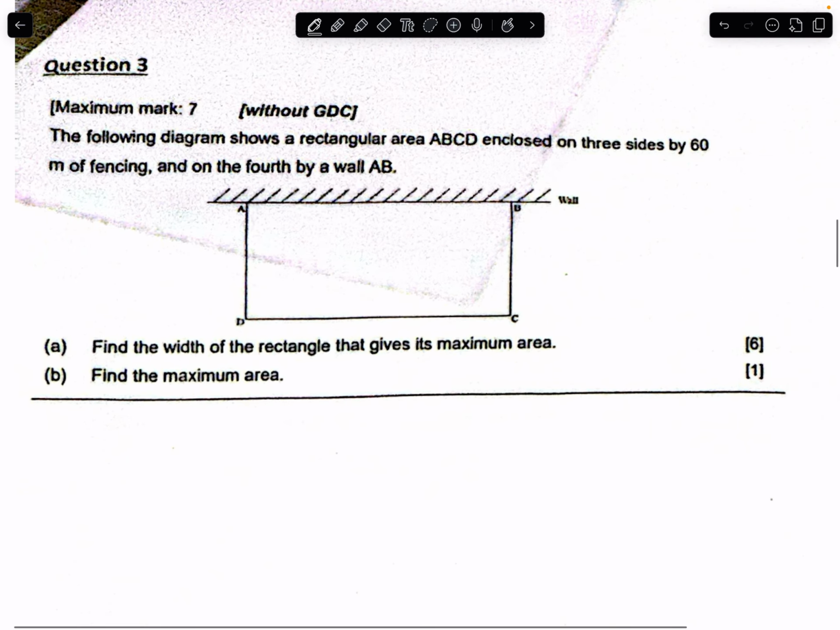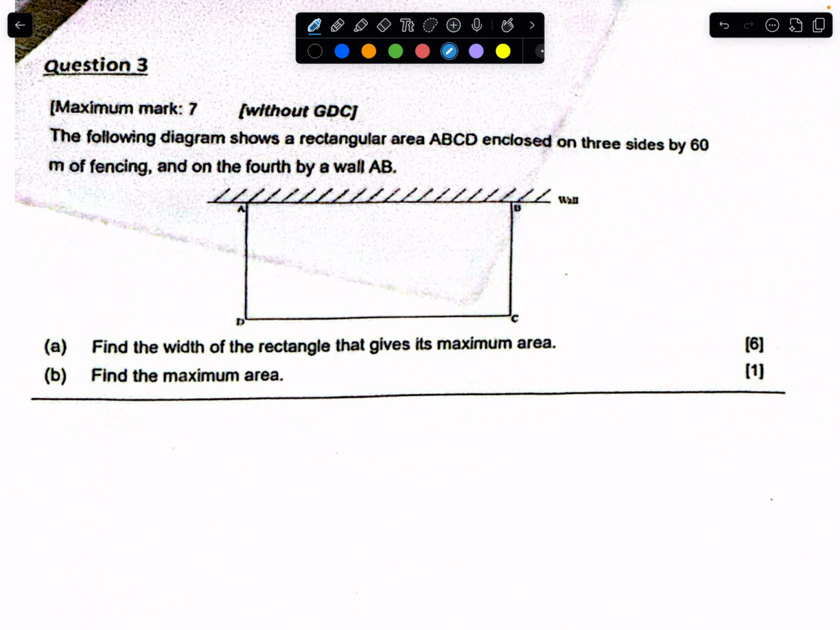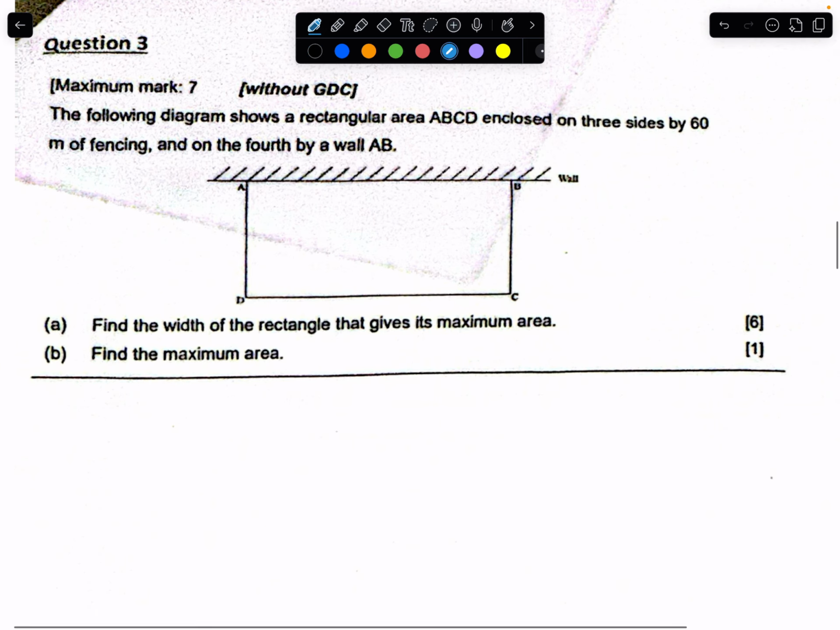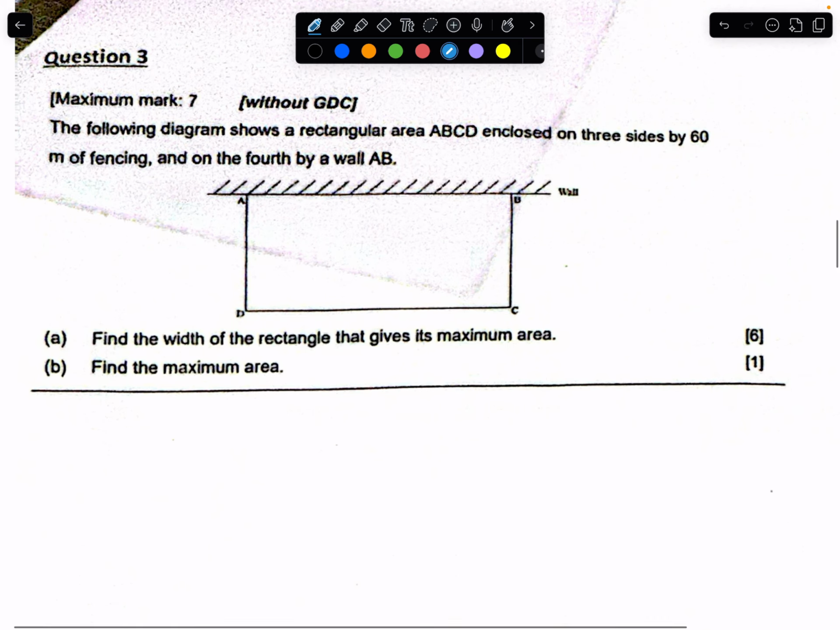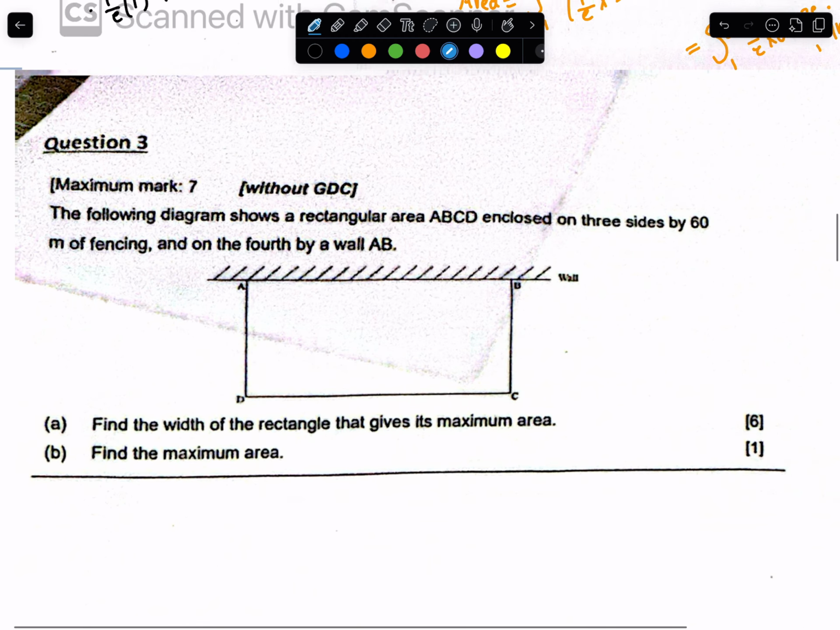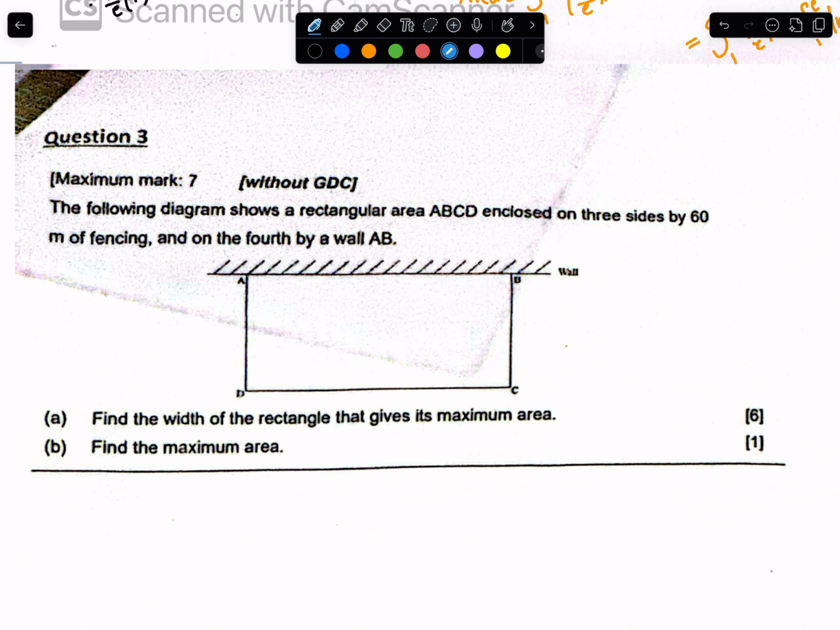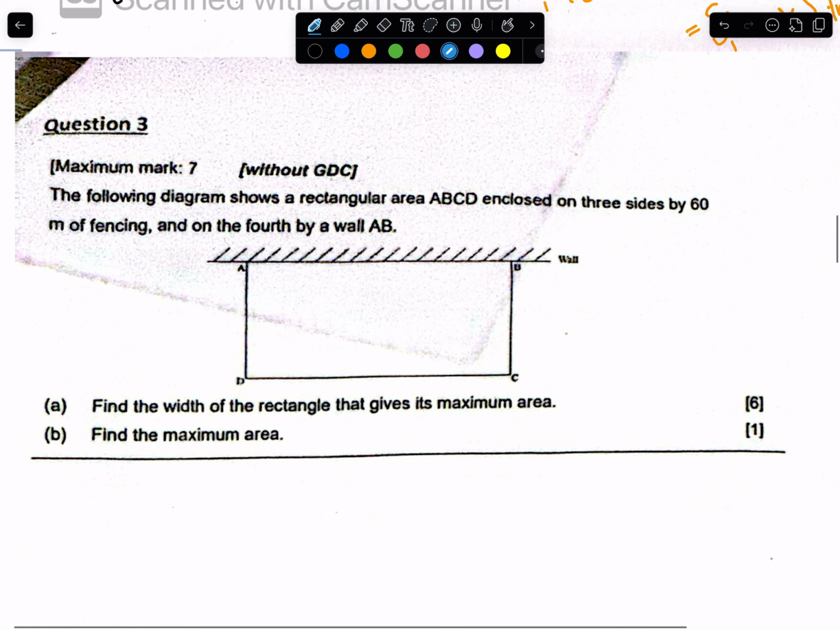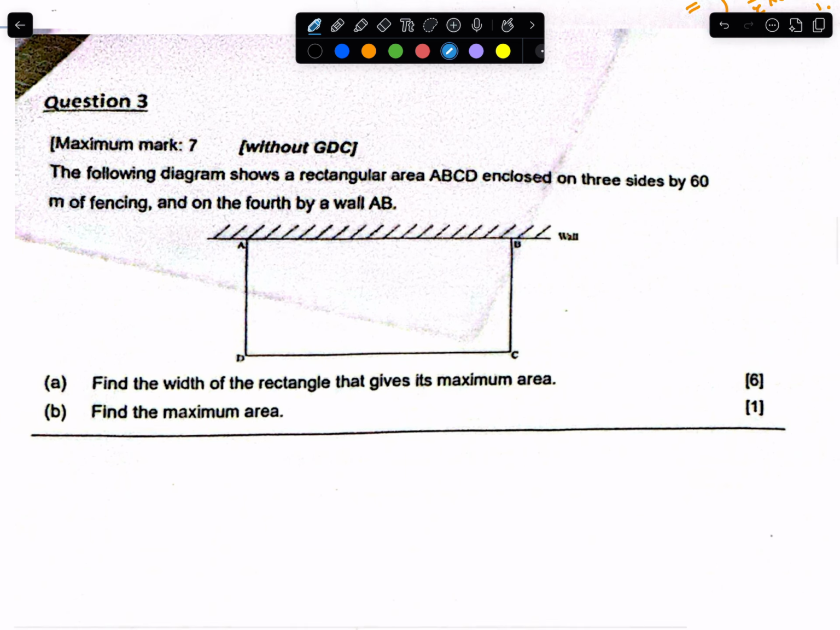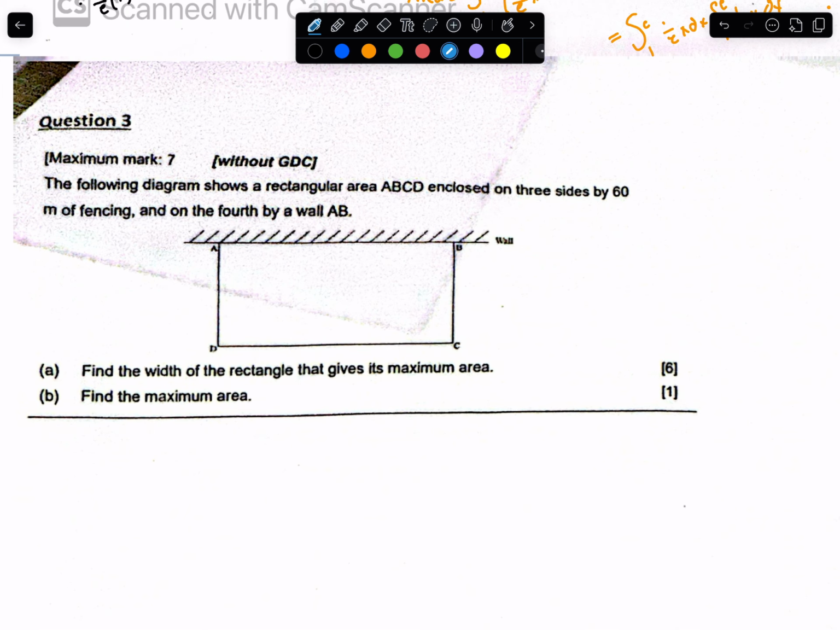This question is a classic optimization question from IB Math, and we're going to find the dimensions of a rectangle that gives the largest possible area using only 3 sides of fencing, and I'll be explaining everything step by step, so you could answer this question with ease. So firstly, we have to read and understand the question.